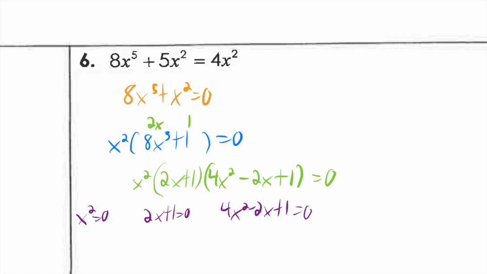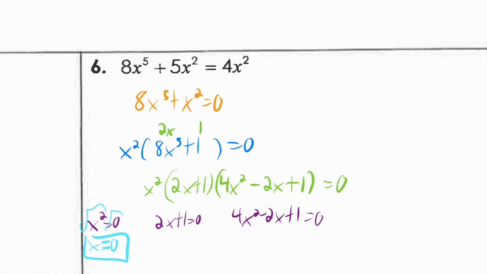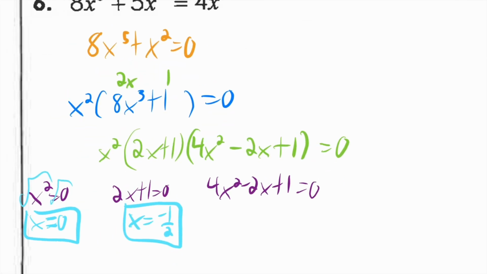And so now this first one is, well, pretty easy to solve, all things considered. By just square rooting both sides, I get x equals 0. It can't be positive or negative. So that's one answer. The other one, I subtract 1 and divide by 2 to get negative 1 over 2. Once again, not bad.